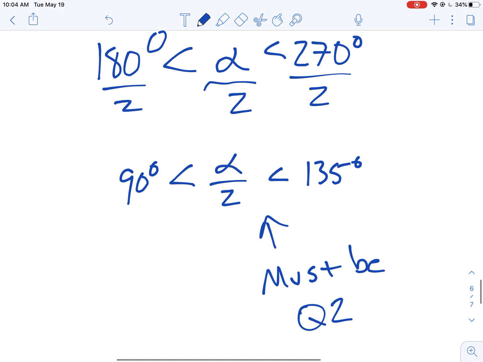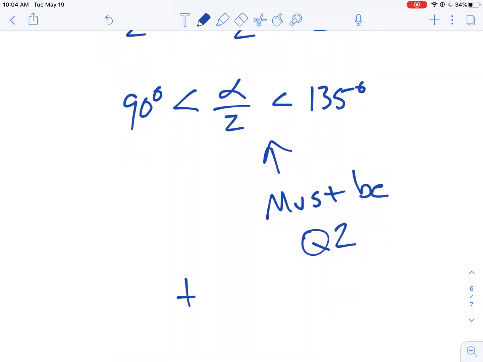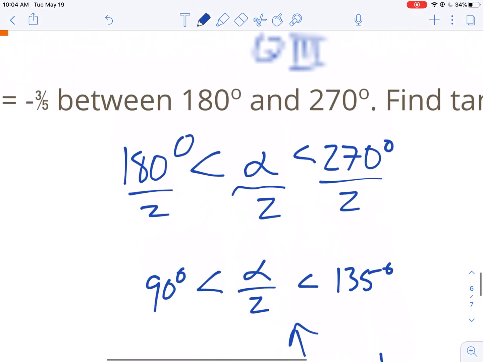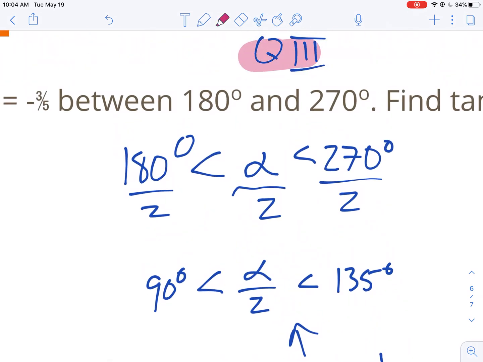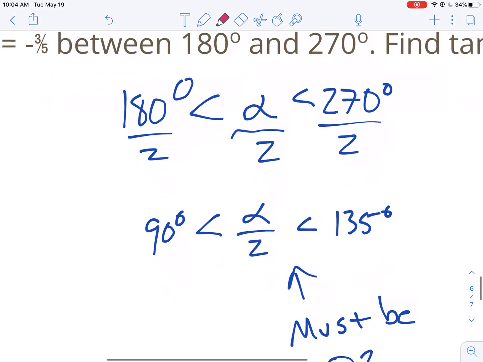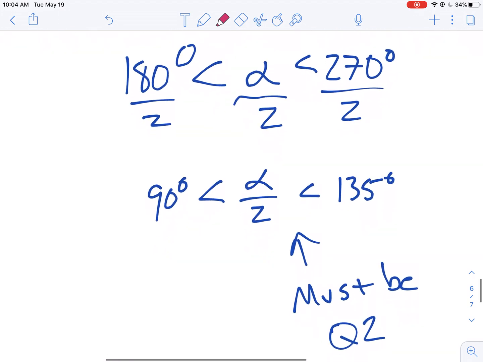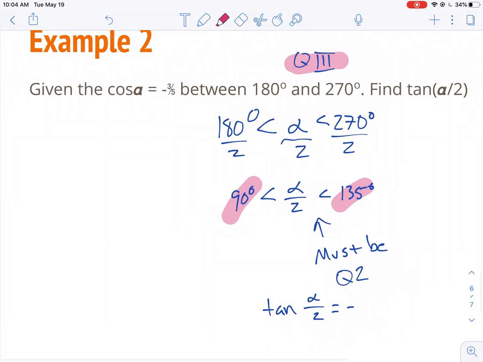And since it has to be quadrant 2, what that means is that the tangent of alpha over 2 is going to be a negative value. Now, the tangent of alpha is a positive value because alpha is falling in quadrant 3. But I'm dividing all the angles it could fall between by 2 to realize that alpha over 2 has to fall between these. It's only got this 45-degree range that it could fall in. That 45-degree range all falls in quadrant 2. So this means that this value here is going to be negative.